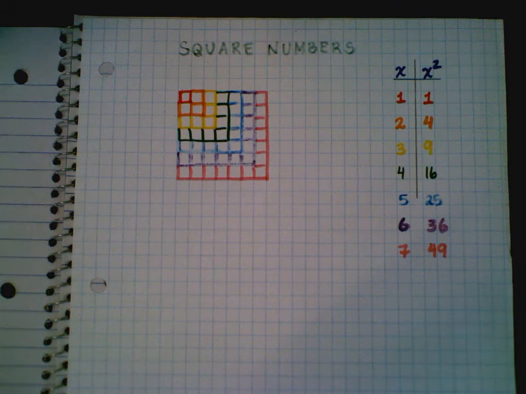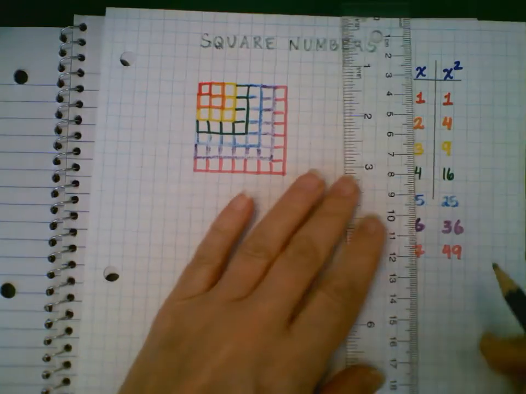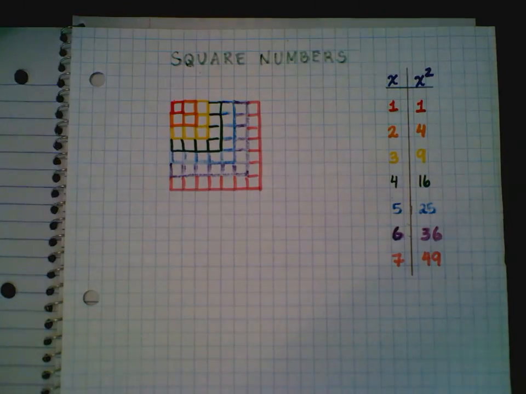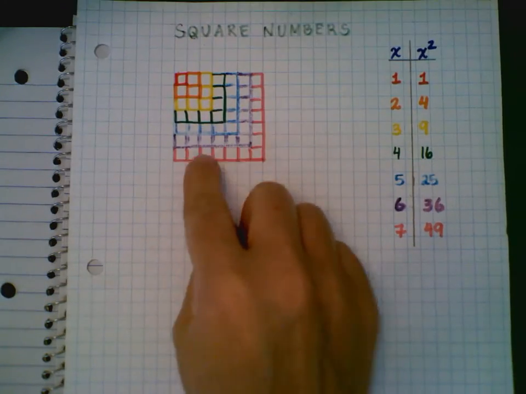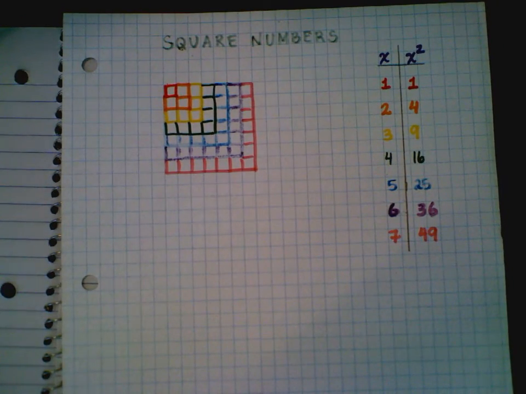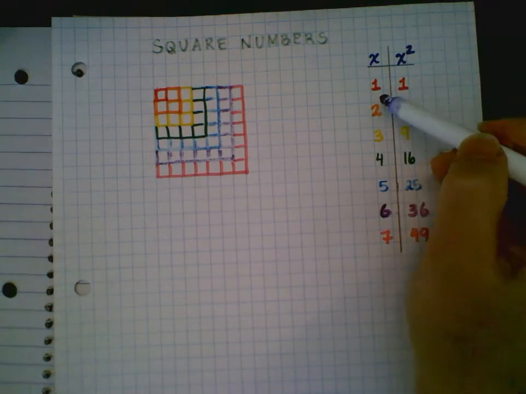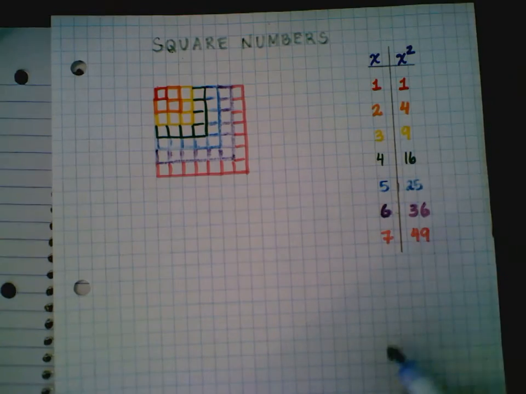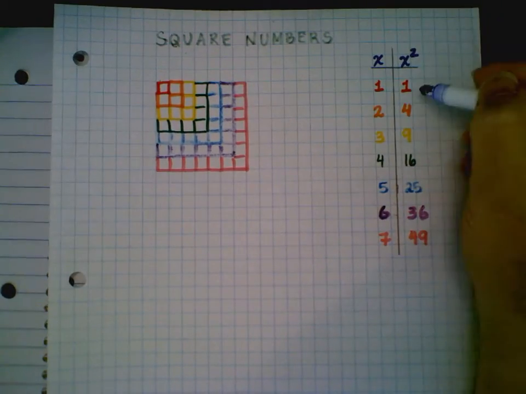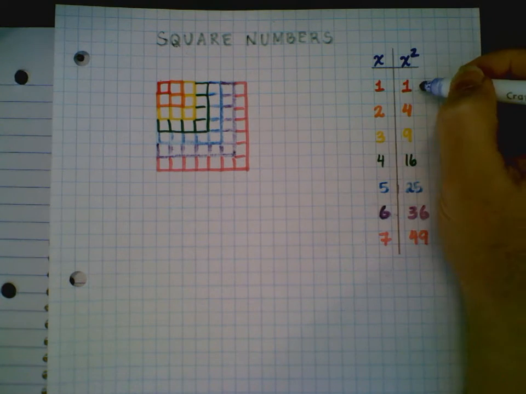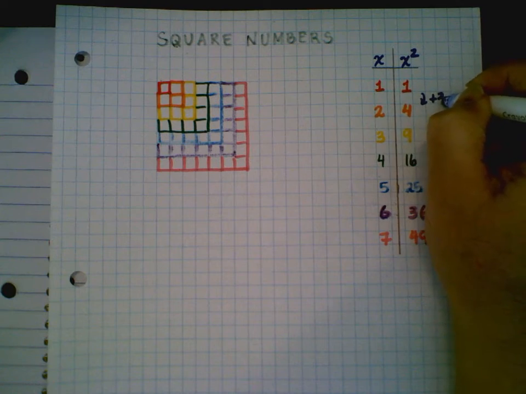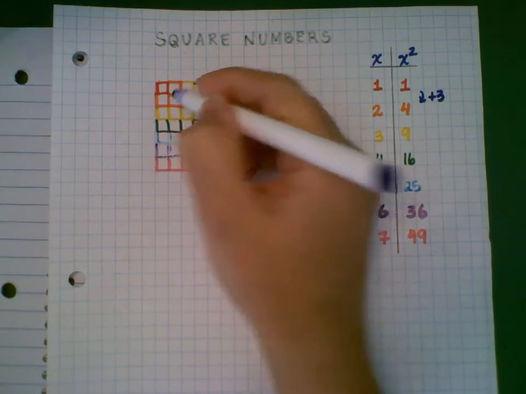So one of the things that's interesting about square numbers, if you look into them a little bit more closely, is how many extra squares I had to add each time. So I'm just going to look a little bit closer at this. My x values, or my dimensions, were just going up by 1 each time. But if you look at the x squared values, from 1 to 4, that's a difference of 3. I had to add 3 orange.